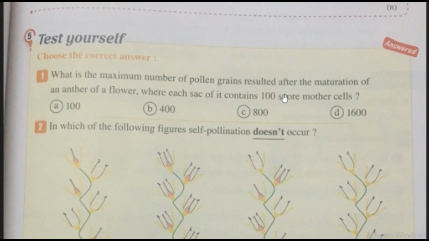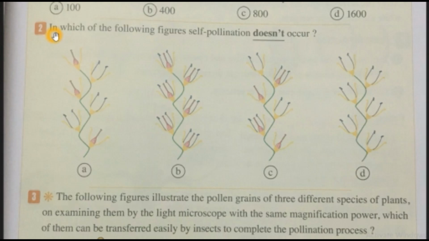So this is for one sac, each sac. So we have to multiply 100 by 4, like 4 sacs. So they will be 400, and then we multiply by 4, because one spore mother cell forms 4 microspores, or 4 pollen grains. So 100 by 4 by another 4, they will be 1600.